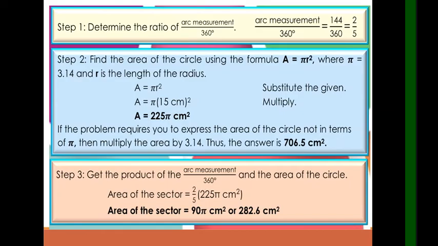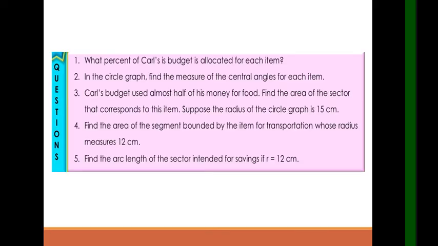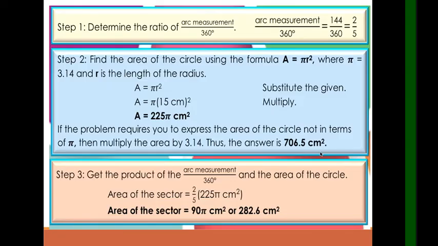Now, for number 3, Carl's budget used almost half of his money for food. Find the area of the sector that corresponds to it. Suppose the radius of the circle is 15 centimeters. So we have here, determine the ratio of arc measurement over 360. The arc measurement is 144.